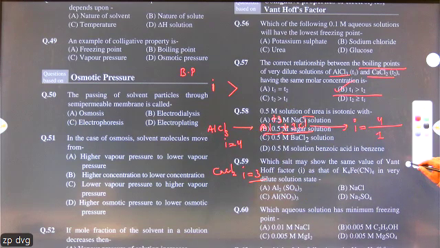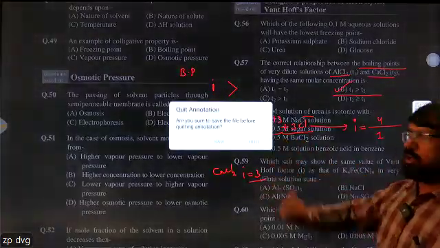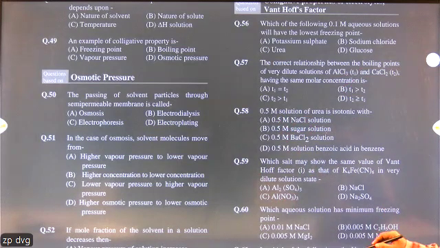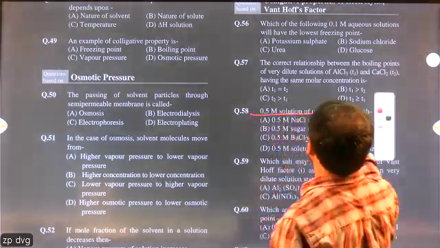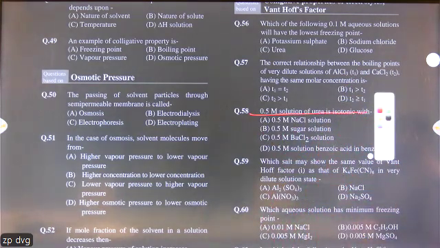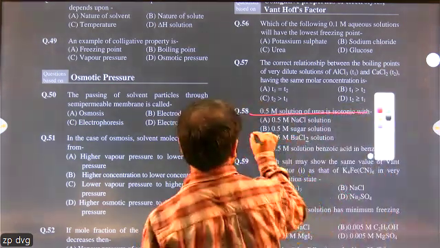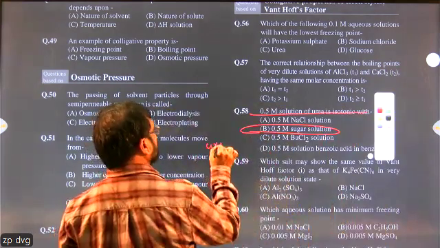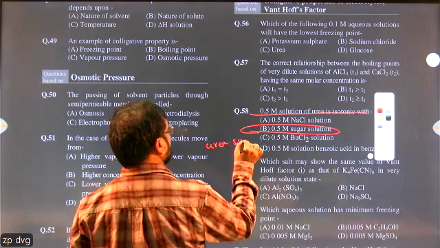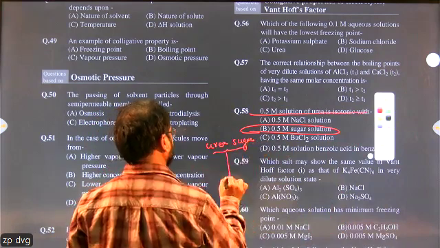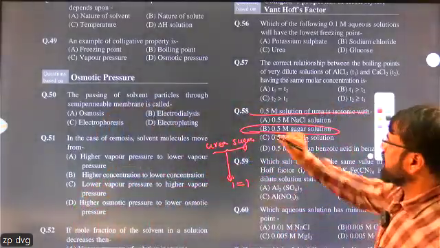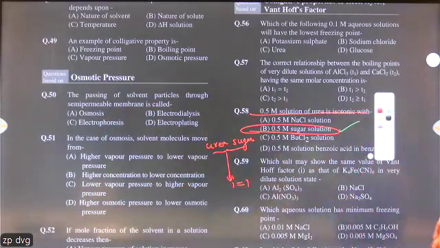Next one, question number 58. A 0.5 molar solution of urea is isotonic with what? 0.5 molar urea is isotonic with 0.5 molar sugar solution, because for both urea and sugar the Van't Hoff factor is the same, equal to 1. So the correct option for question 58 is option B.